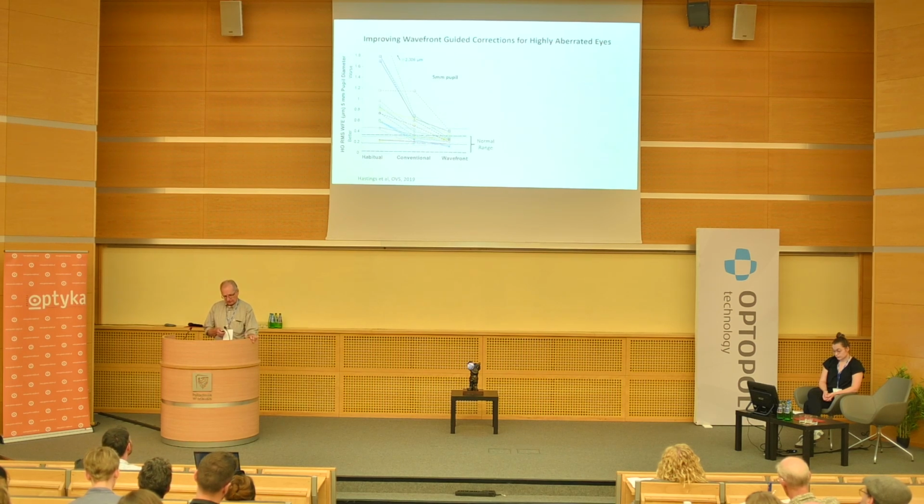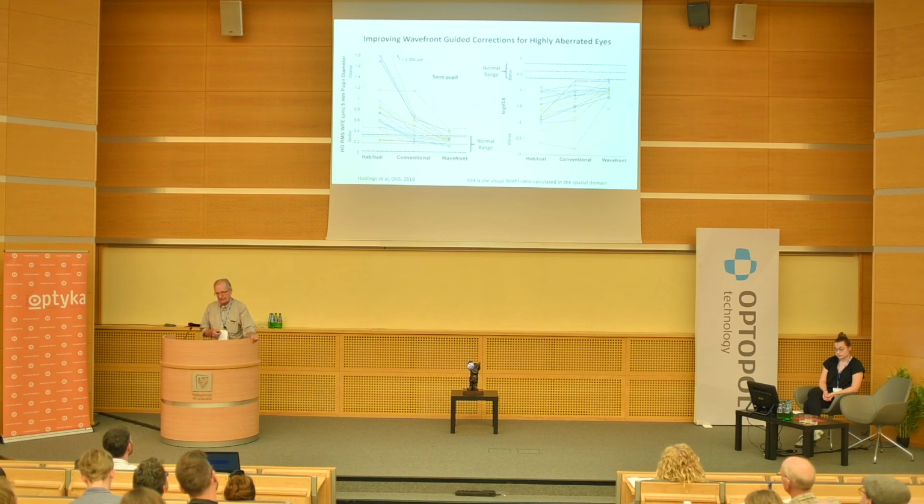I want to point out, though, that just looking at the higher order RMS wavefront error is misleading. You need to look at a visual index, something that measures the visual image quality. And if you look at these same eyes and compare them to the normal range of a best correction, very few eyes are actually getting there. But again, I want to emphasize the patients are very happy. Many of them say they've never seen so well in 20, sometimes 30 years.